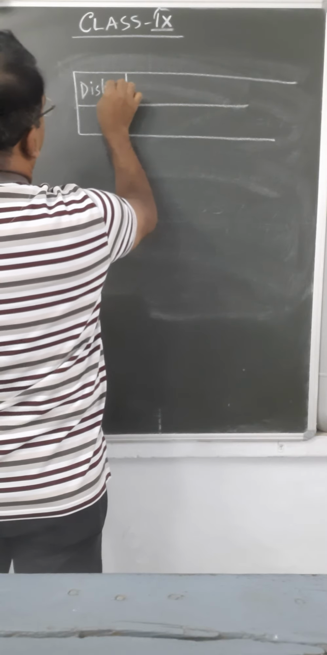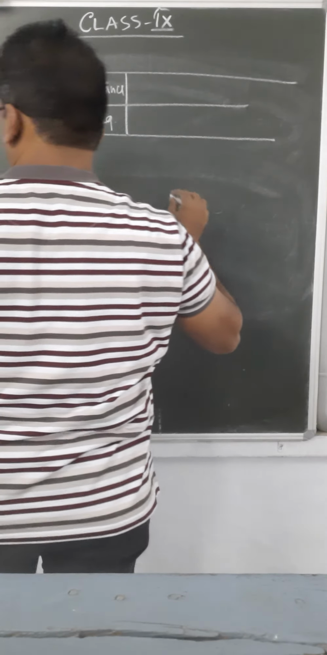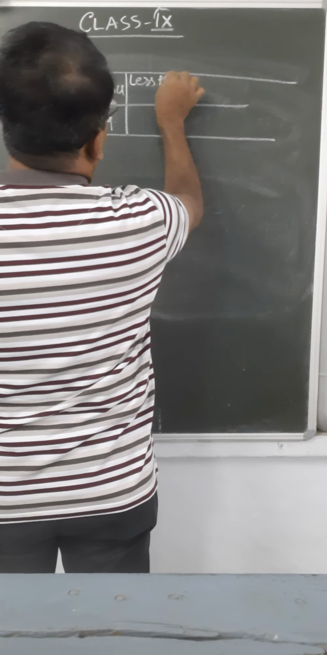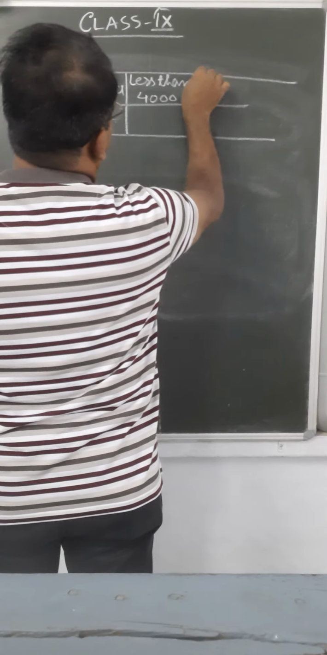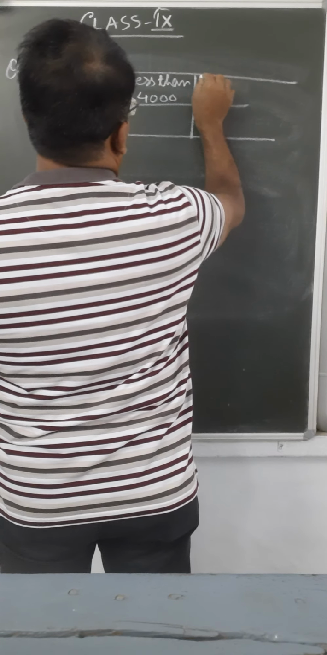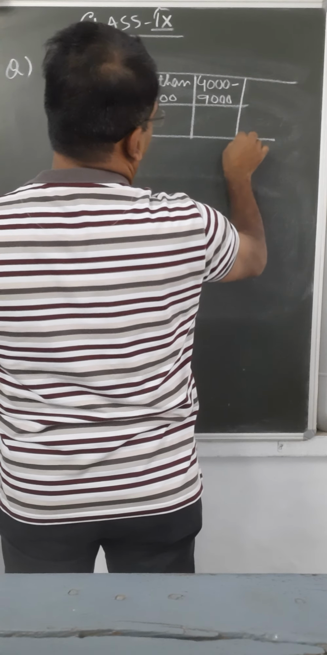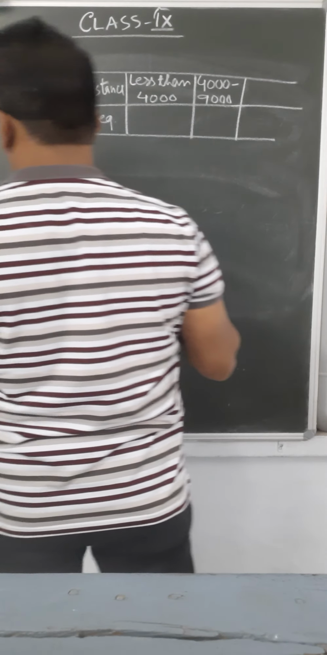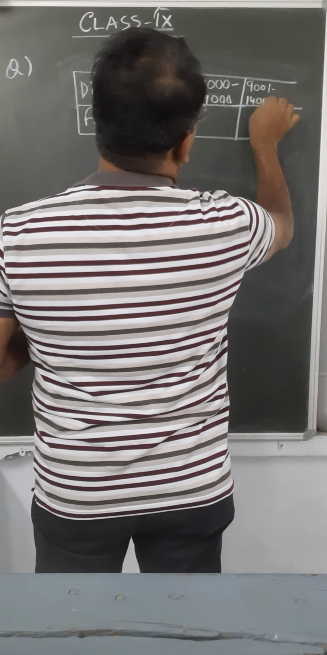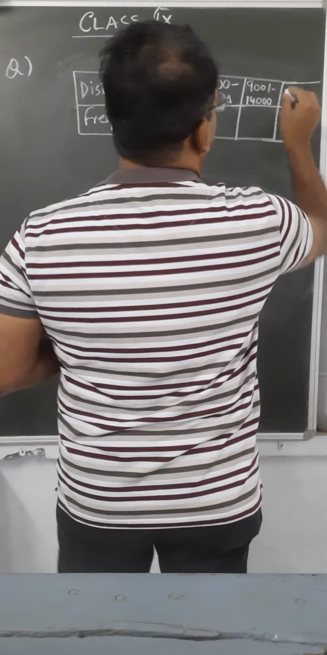The table has distance and frequency. The distance categories are: less than 4000, then 4000 to 9000, then 9001 to 14,000, and then more than 14,000.